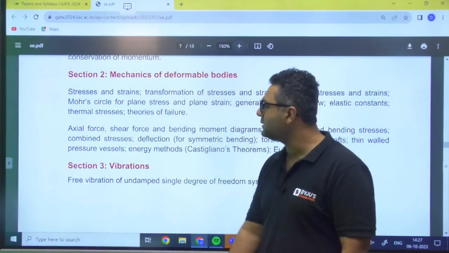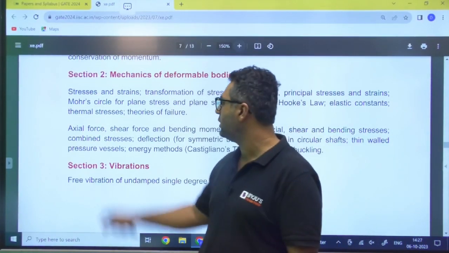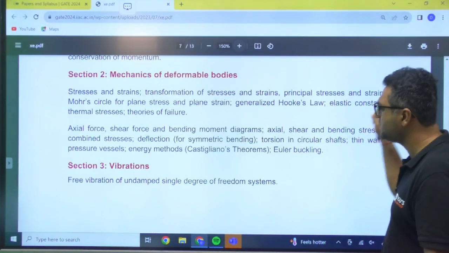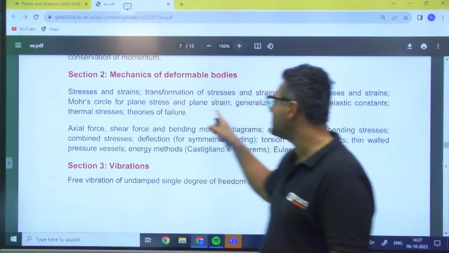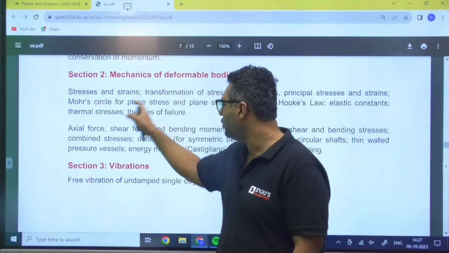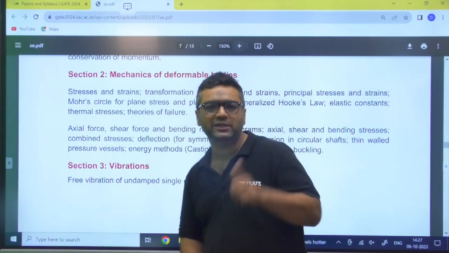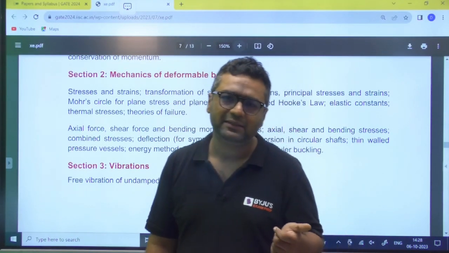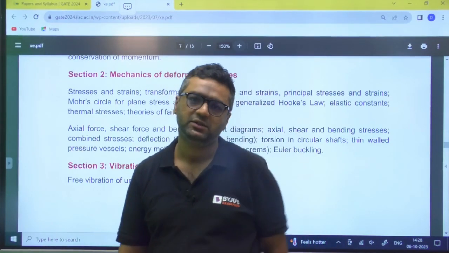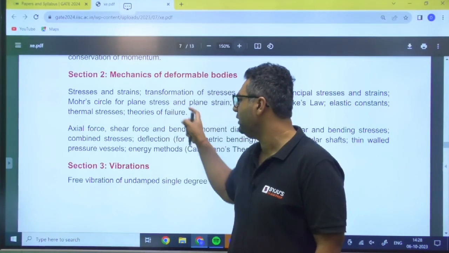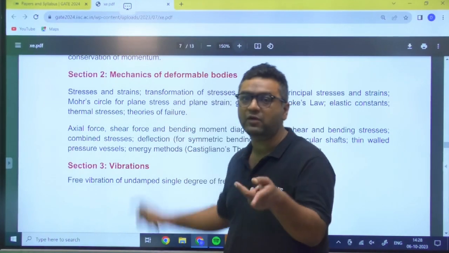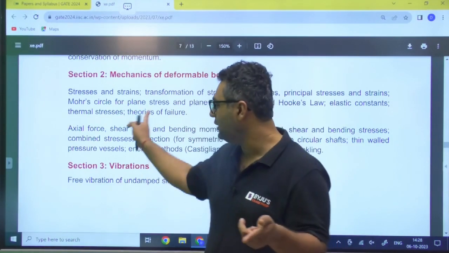Then we come to the second subject, which is strength of material: mechanics of deformable bodies, stress and strain, transformation of stress and strain, principal stress and strain, Mohr circle for plane stress and plane strain, generalized Hooke's law, elastic constants, thermal stress, theory of failure. This theory of failure is part of machine design for mechanical students, whereas it is part of strength of material but not in the GATE syllabus for civil engineers. So this is the extra syllabus you need to cover for civil people. It is not part of your SOM GATE syllabus, it is part of your SOM ESE syllabus. So for XC you need to study that.